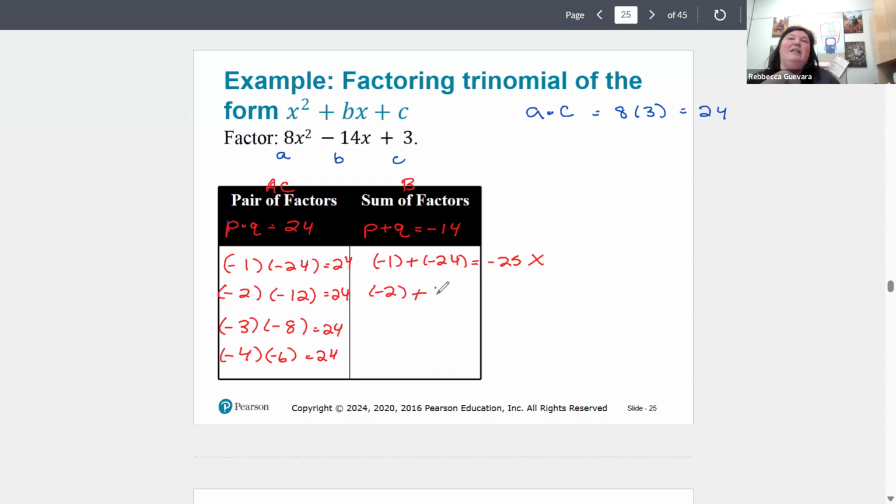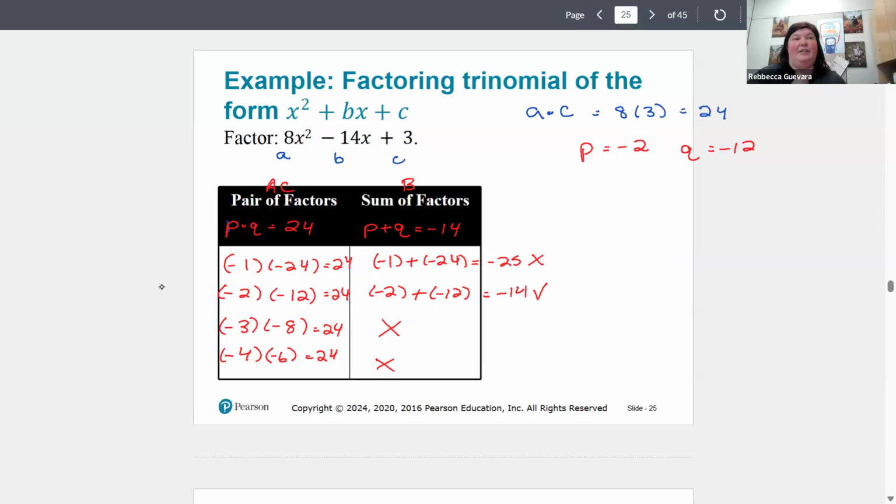-2 plus -12, that's going to give me -14. So that works. No point trying the other ones. We know they're not going to work. So we could say here that we got our P and our Q. Give me that -12 and that -2.